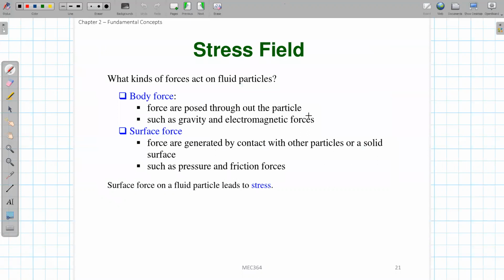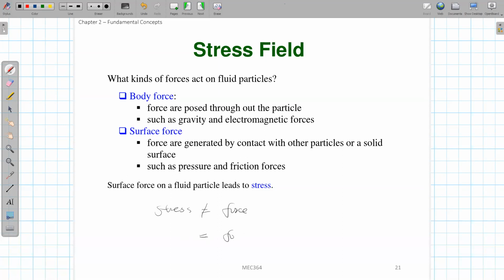The next topic is stress. The reason we want to talk about this is because it is related to the viscous force, the shear force. First, we know that stress comes from force. I will give you the definition in the next slide, but basically, stress is not a force.